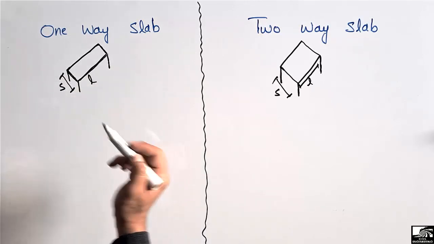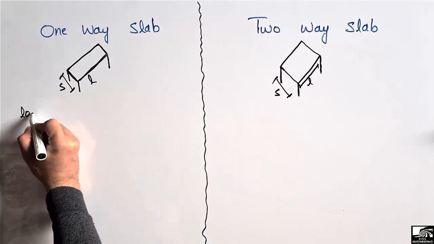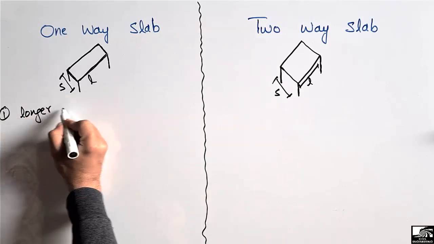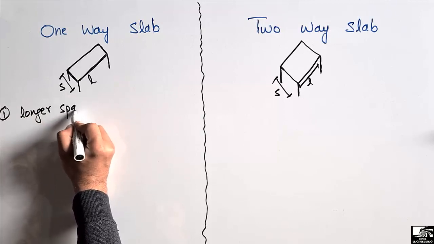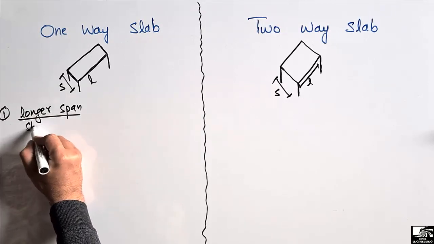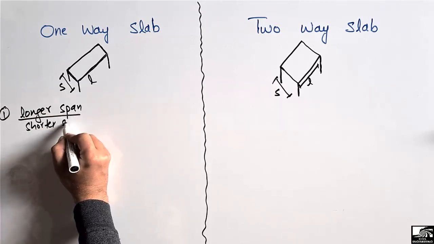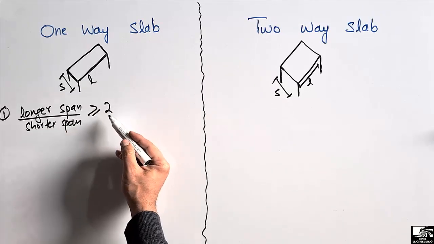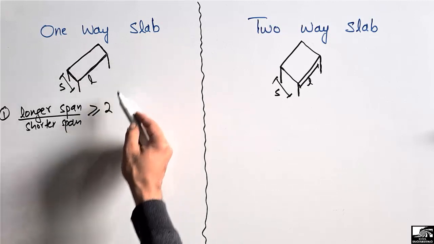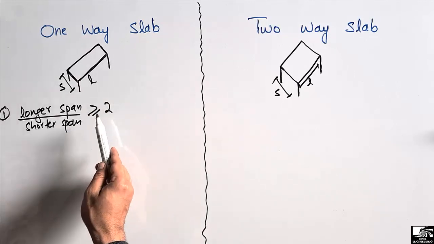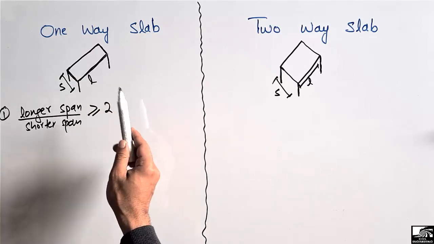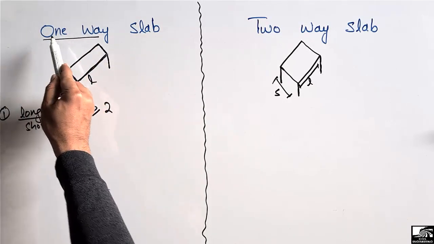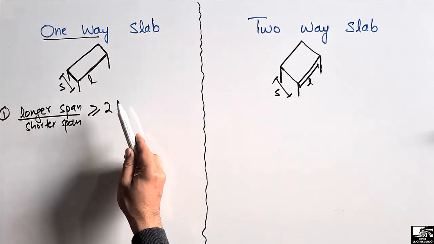So by how much? This is the first differentiation: if the ratio of the longer span to the shorter span is greater than or equal to 2, then we call such a slab a one-way slab. Because such a slab will dominantly bend in one direction, we call it a one-way slab.